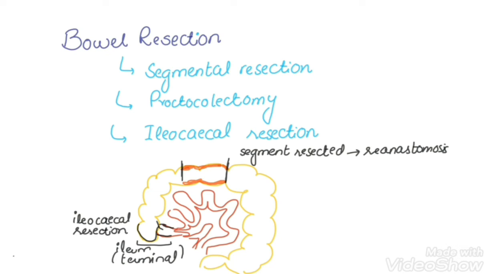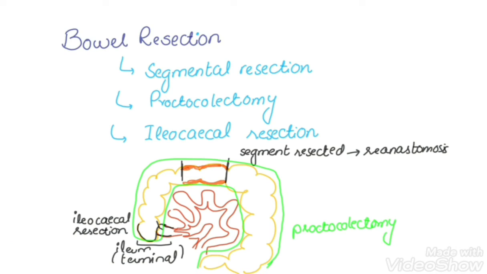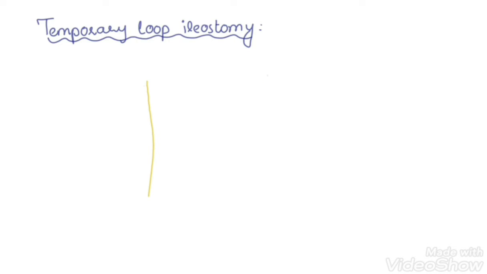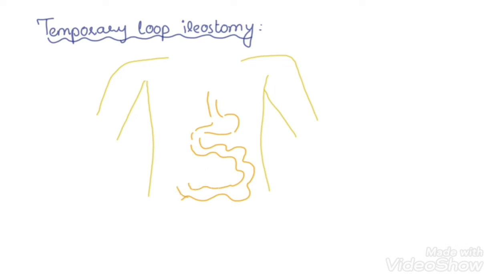In case of an extensive disease, the entire rectum and entire colon are removed, known as proctocolectomy. After which, the anus is anastomosed with the ileum or a permanent ileostomy is carried out. Temporary loop ileostomy is undertaken when the colon is involved.